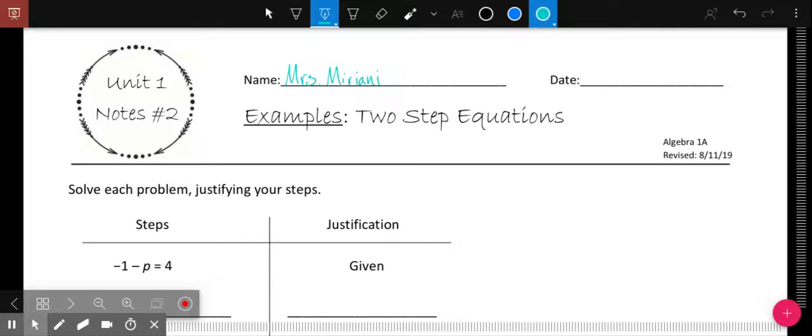All right, so today we're going to be looking at two-step equations. So we're going to look at a few examples and our justifications to go with those.